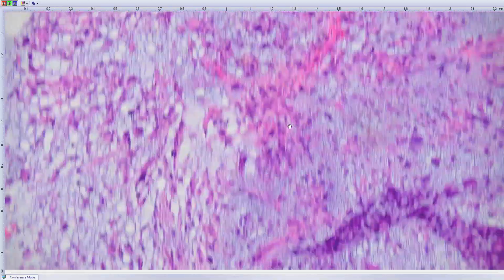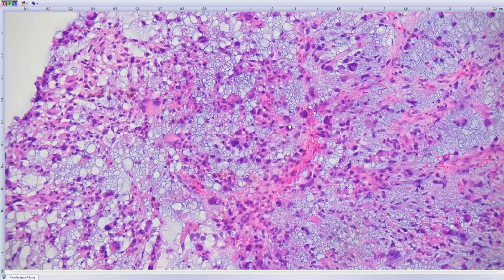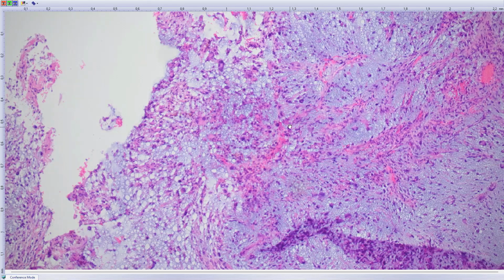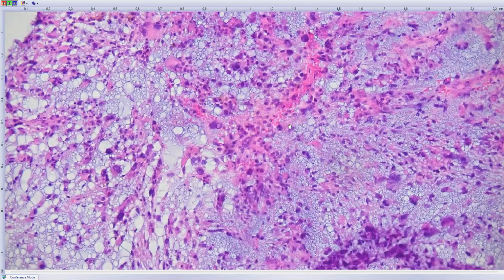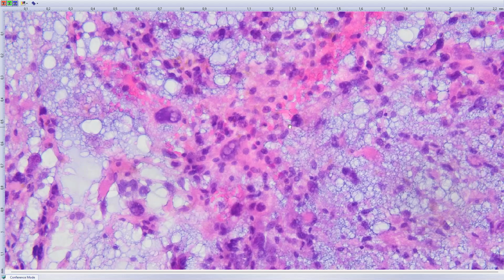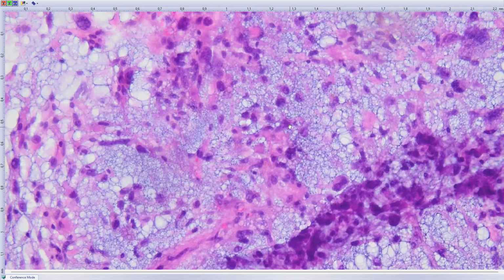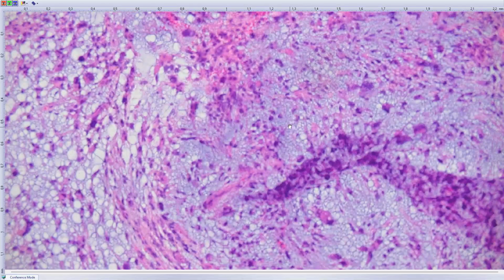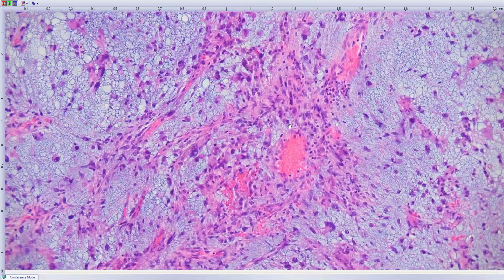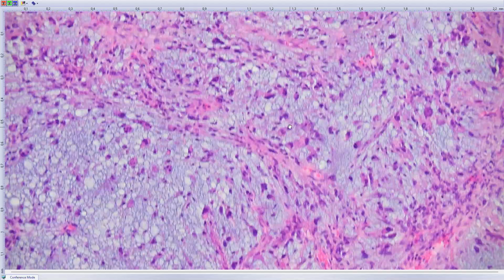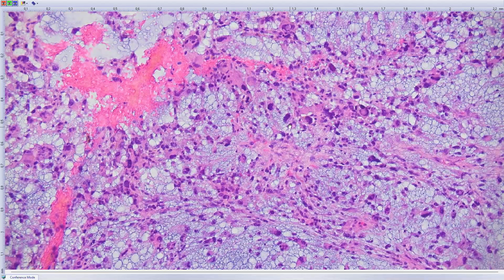There are also some cells with emperipolesis in the more solid area, which is a common finding, which is non-specific, but it's part of the overall picture. Again, what patient was that? It was on the foot of an elderly patient.